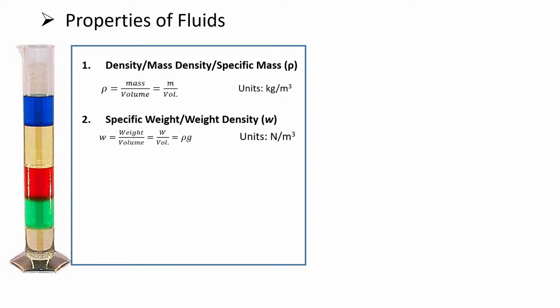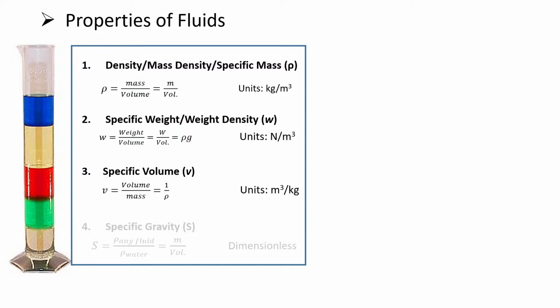Second concept is specific weight, that is also known as weight density. That is nothing but weight per unit volume. So its unit is Newton per meter cube. Likewise, third concept is specific volume. It is reciprocal of density. Unit is meter cube per kg. And fourth concept is specific gravity. That is density of any fluid to the density of water, and it is a dimensionless property.